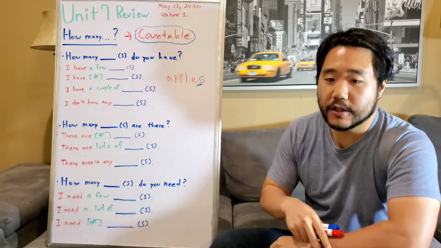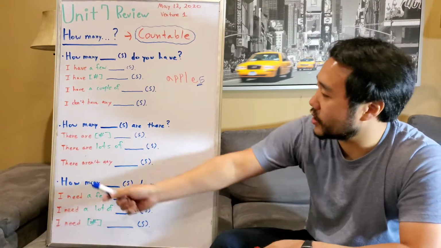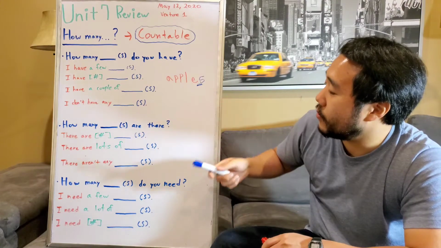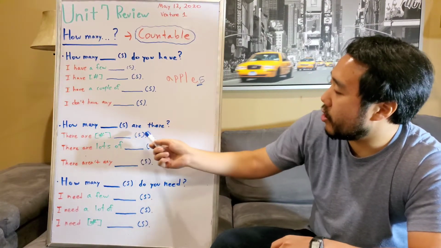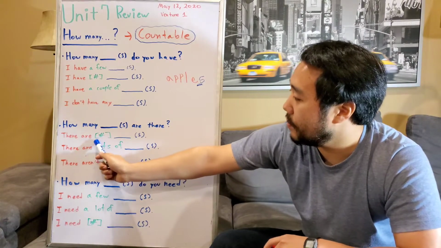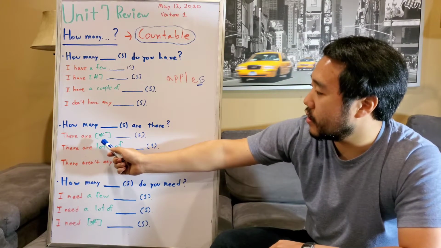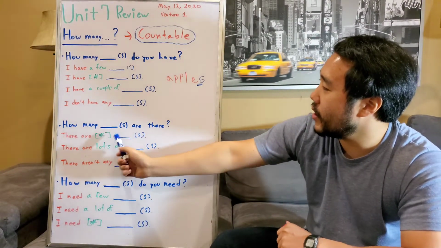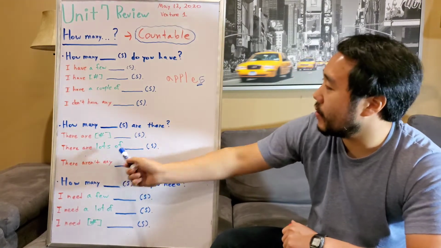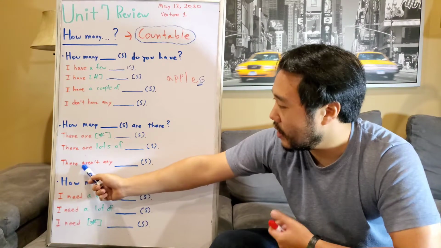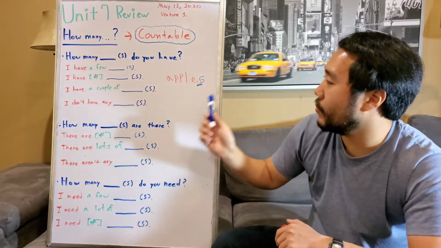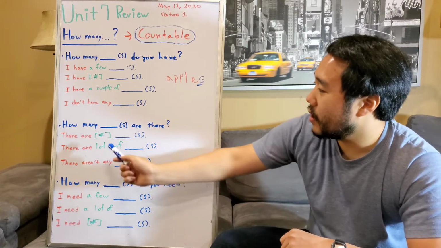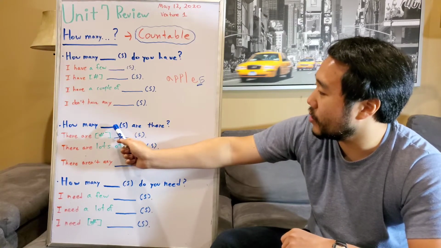So continuing on. Here we have a question: how many blank are there? Same thing, I'm going to use apples. How many apples are there? I'm going to keep using 3. So there are 3 apples. There are lots of apples. And if there are 0 apples, we say there aren't any apples. So we continue to use the plural form of the noun. So here's also plural form. So how many apples, with an S.